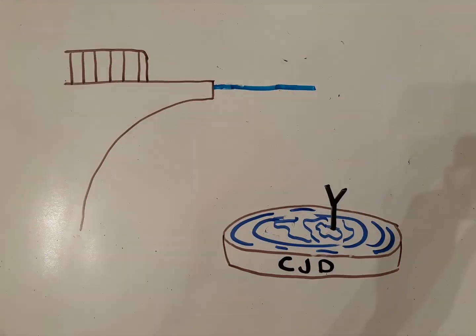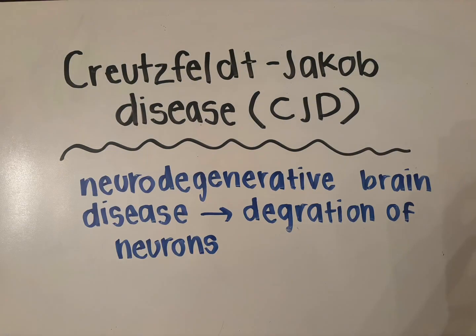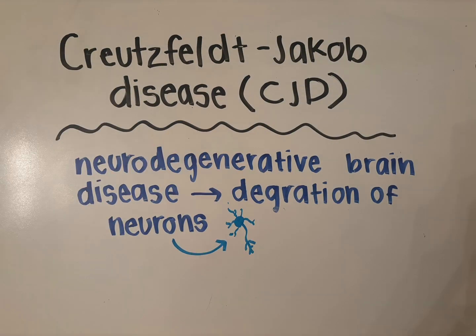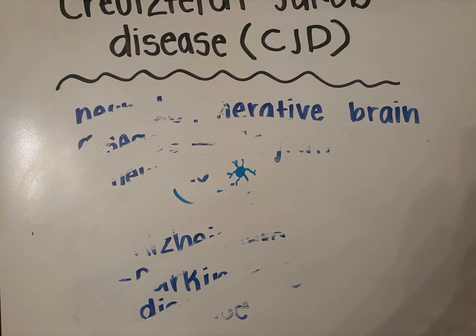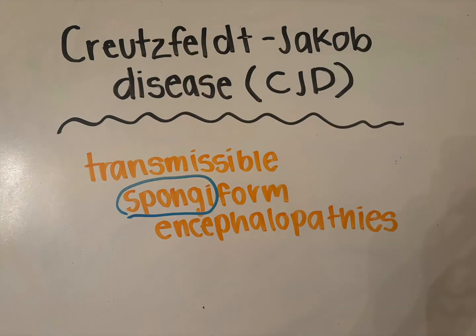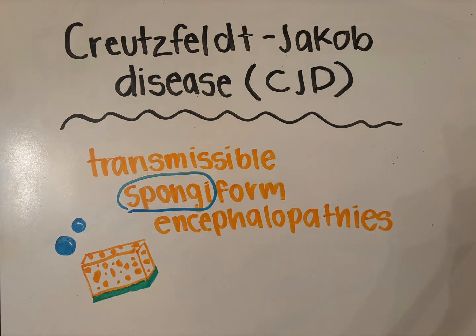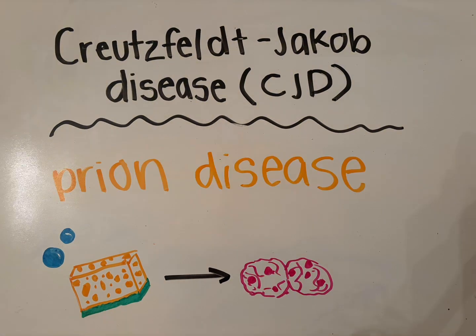Well, let's dive in. Creutzfeldt-Jakob disease, also known as CJD, is a type of neurodegenerative brain disease which causes the degradation of neurons. Some examples you might have heard of are Alzheimer's or Parkinson's. CJD is classified as a transmissible spongiform encephalopathy, which are a group of rare neurodegenerative brain diseases. You might notice spongy. The term spongy refers to the sponge-like holes that these diseases cause within the brain. CJD is also a type of prion disease.